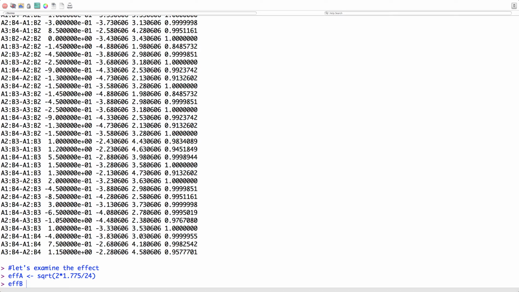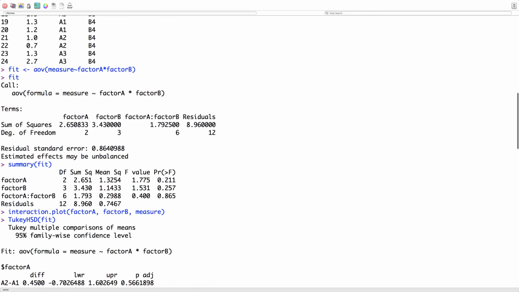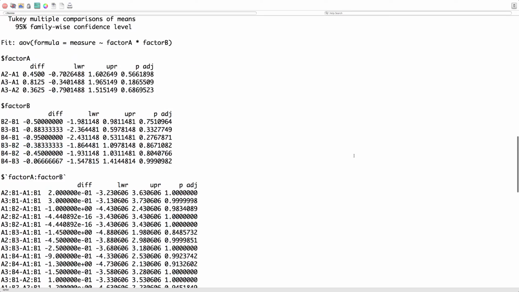My effect for B is going to be the square root of 4 levels minus 1, so 3, times the F for factor B, which is 1.531.